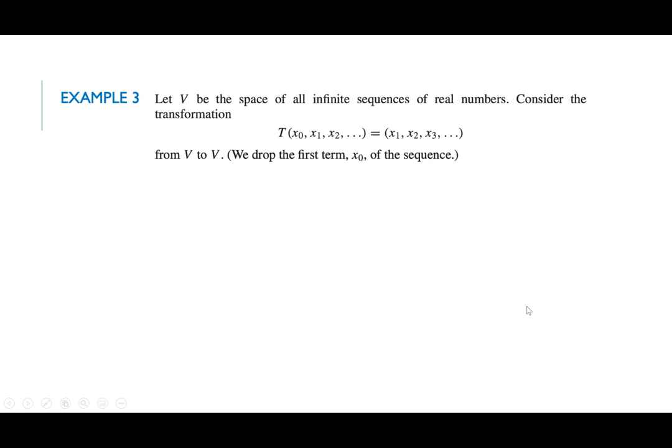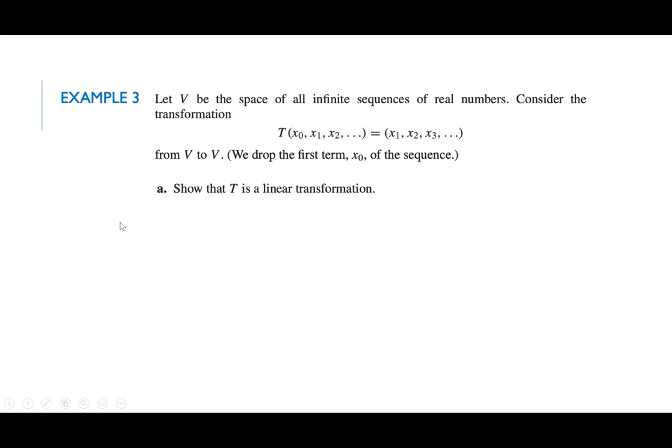Let's go back to our old friend, the space of infinite sequences of real numbers. And the book says, let's consider this transformation, the one that takes an infinite sequence and chops off the first entry. So x0, x1, x2, and so on gets taken to x1, x2, x3, and so on. We're just dropping the first term. And so first up, let's show that this is a linear transformation.